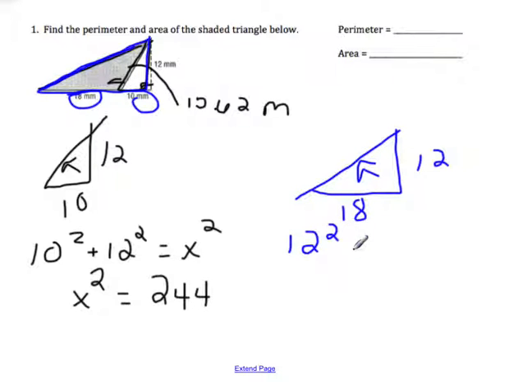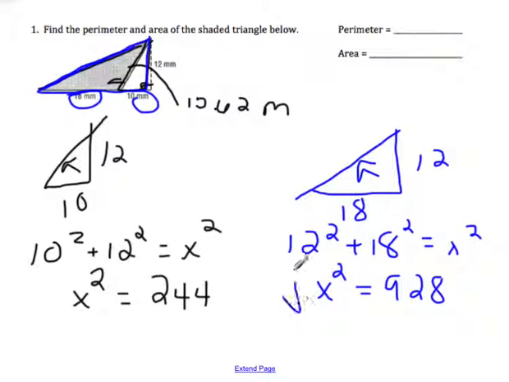So we have 12 squared plus 18 squared is equal to x squared. Then you end up getting that x squared is equal to 928. So you're going to take the square root of both sides, and you get that this side length right here is 30.46 meters.